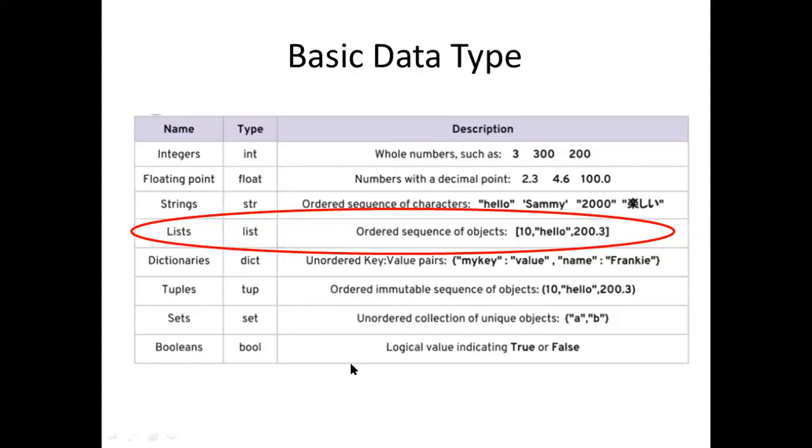Hello everyone. Our next lecture is based on another data type for Python, and that is the list. A list is a type written as list, L-I-S-T, in small letters, and it is an ordered sequence of values. In brackets we can see here there is an integer, a string, and a floating number.